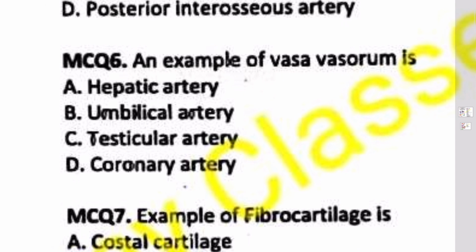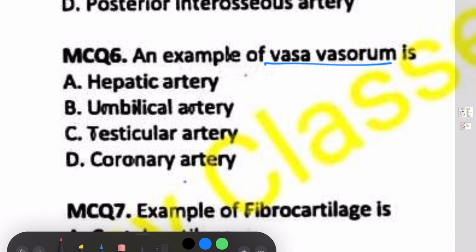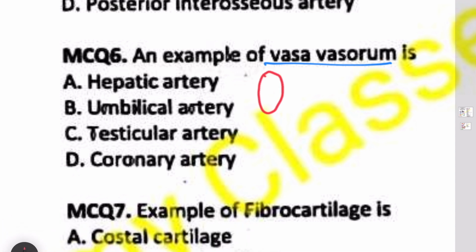Question number 6: an example of vasa vasorum is. So what is vasa vasorum? Vasa vasorum is an artery through the artery. Because you know there are arteries of different caliber: this is a large size artery, then you have a medium size artery, and then you have a small size artery.